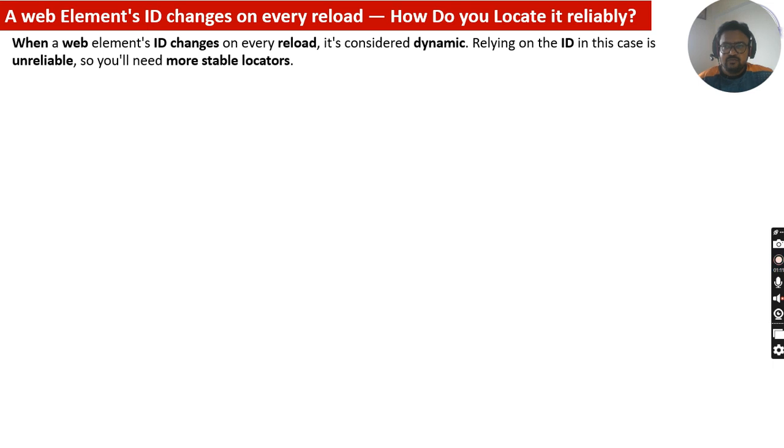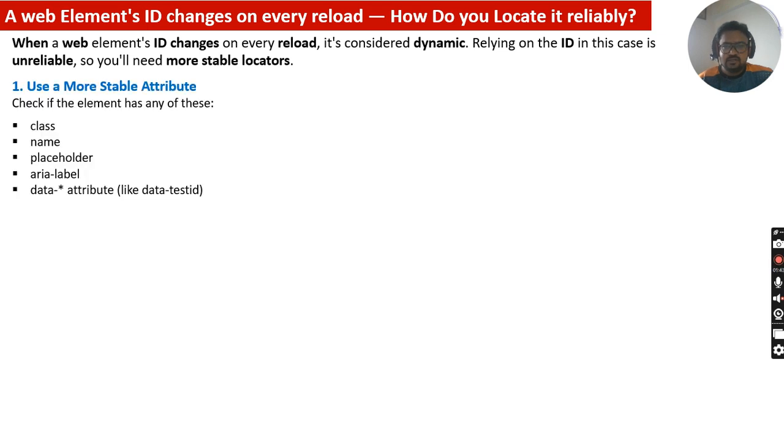In web, when the web element ID changes on every load, it is considered a dynamic element. So relying on ID is not always realistic. You need to try other locators as well, like name and other stable locators, so that you do not rely too much on IDs. Most of the time, due to security purposes, they do not keep the ID on each and every element. So let's see what you can do.